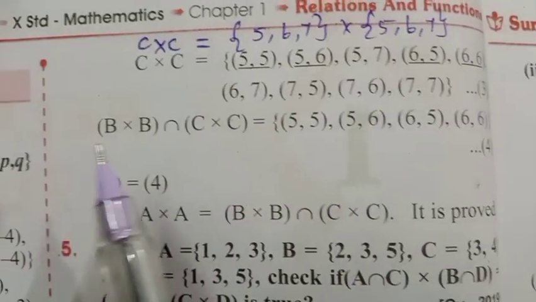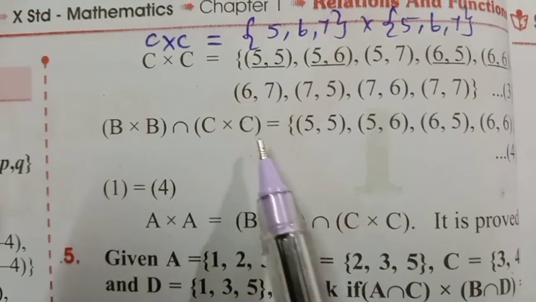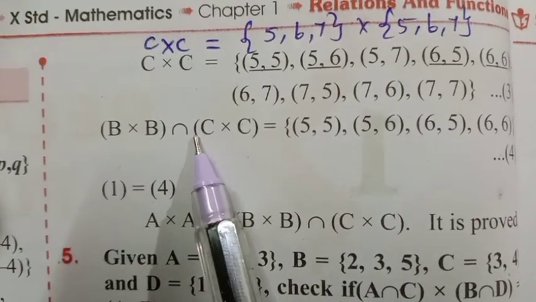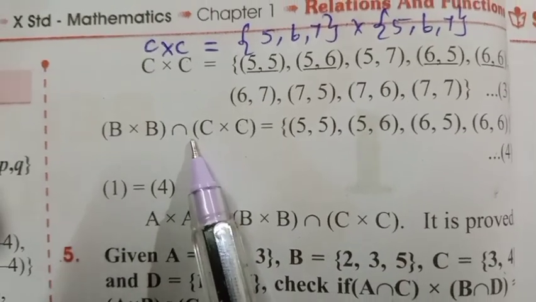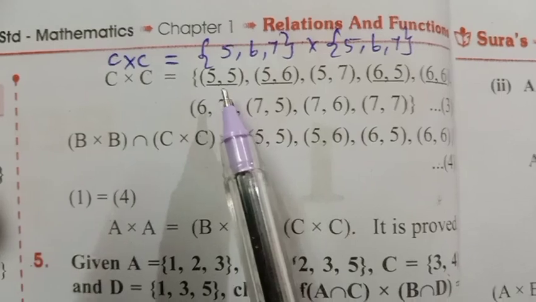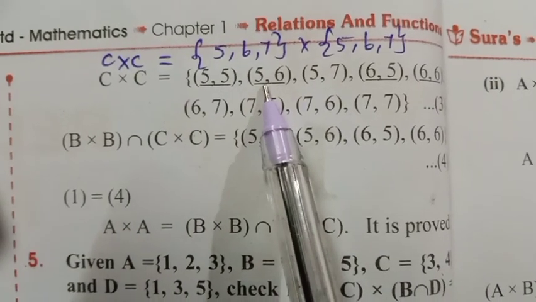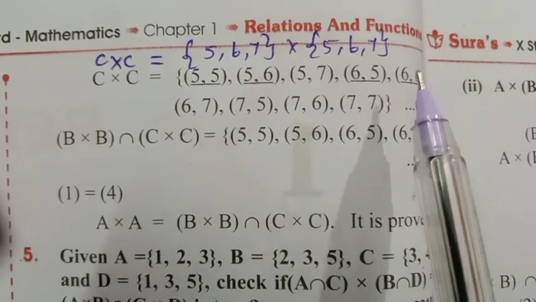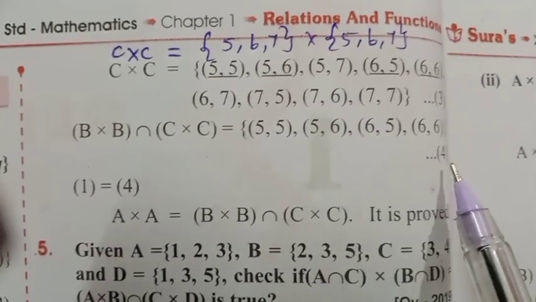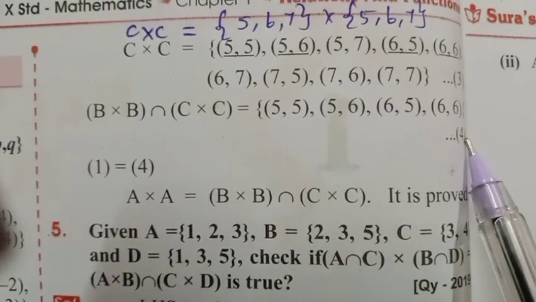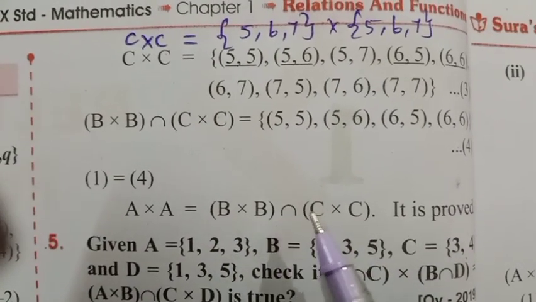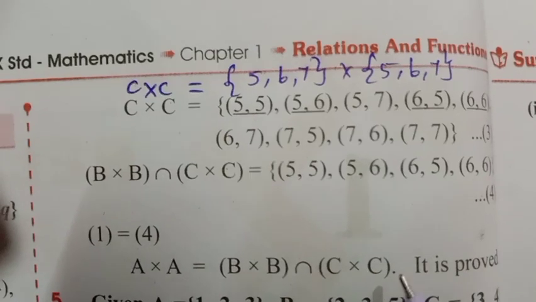For the RHS value, B cross B intersection C cross C, you have to find the common values. Intersection means common values. What are the common values from equation number 2 and 3? 5, 5, 5, 6, 6, 5 and 6, 6. These are the common elements. So it is called equation number 4. So from 1 and 4, A cross A is equal to B cross B intersection C cross C is proved.